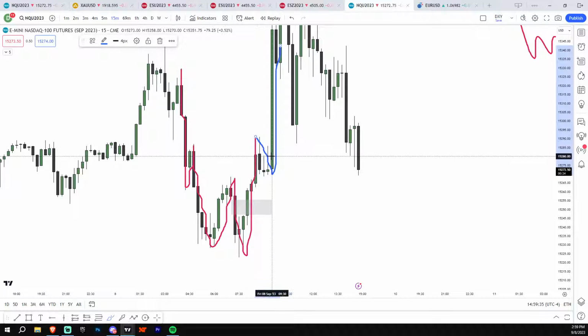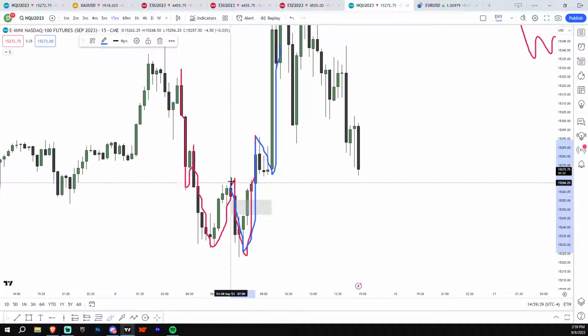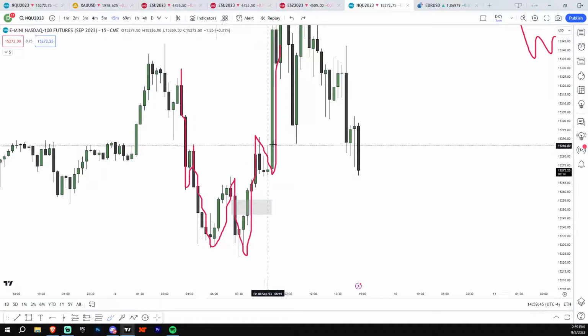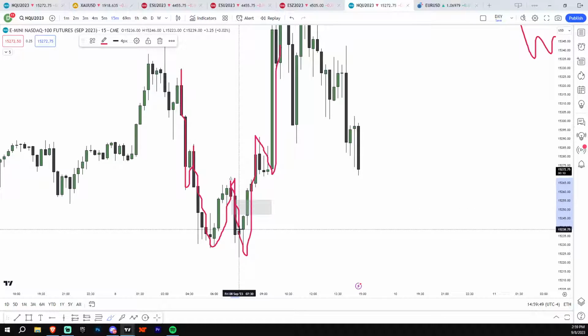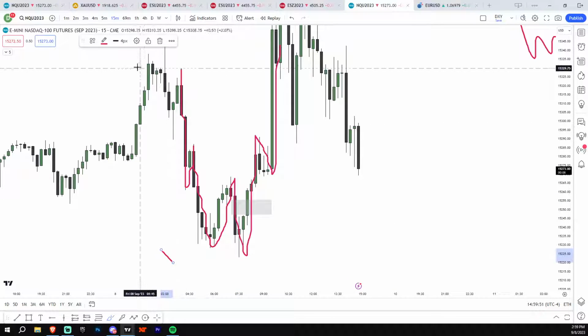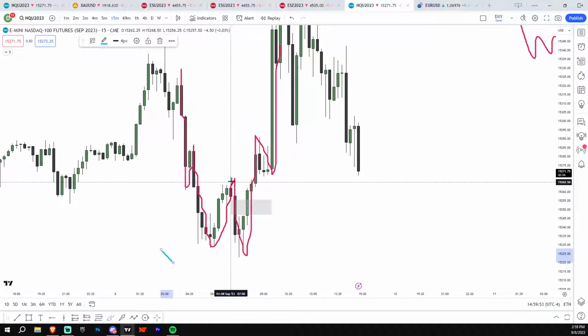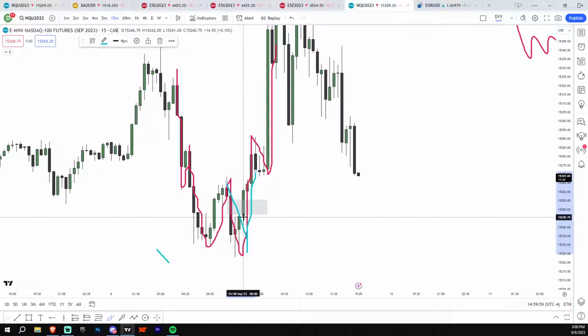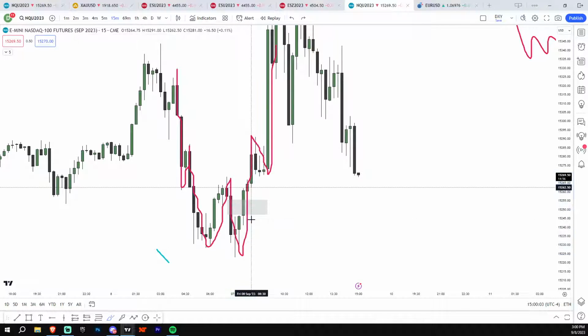Okay, if we count the legs, here's one leg, here's a second, third, fourth. So this BPR is created almost four legs away, versus this one. Let me just make this blue. These legs are right next to each other, okay? So I prefer using the BPRs that are right next to each other, and those are the most solid entries in my opinion, okay?